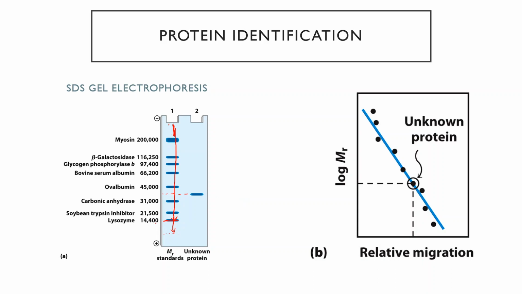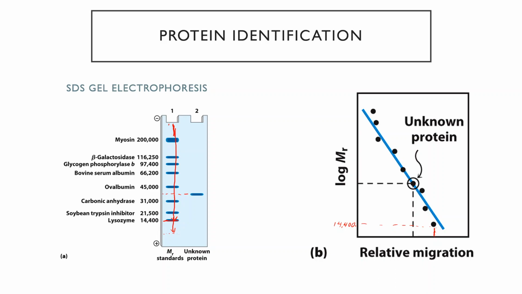So for 14.4 thousand Daltons, you say, okay, that's probably going to be this point here, whatever that distance is, and the point on the y-axis will be the molecular weight of that protein, 14,400. And you do that for every one of your standard proteins.